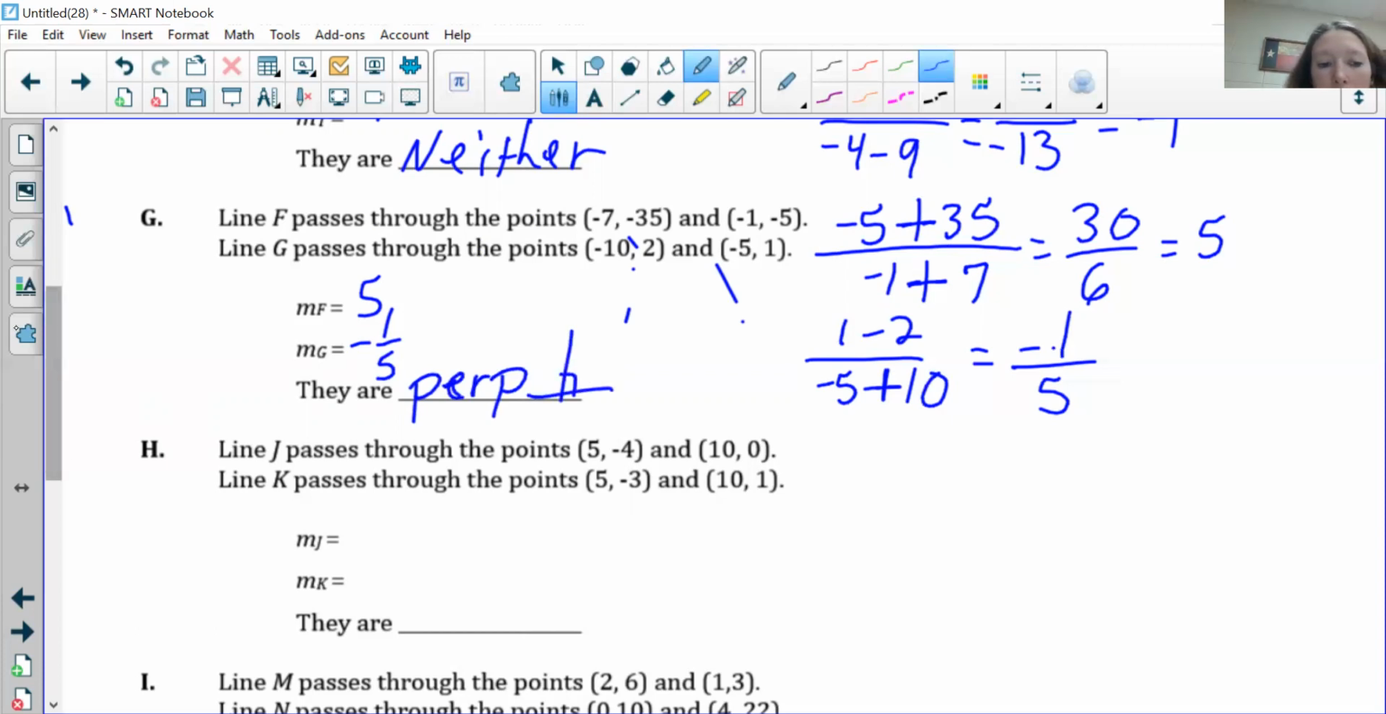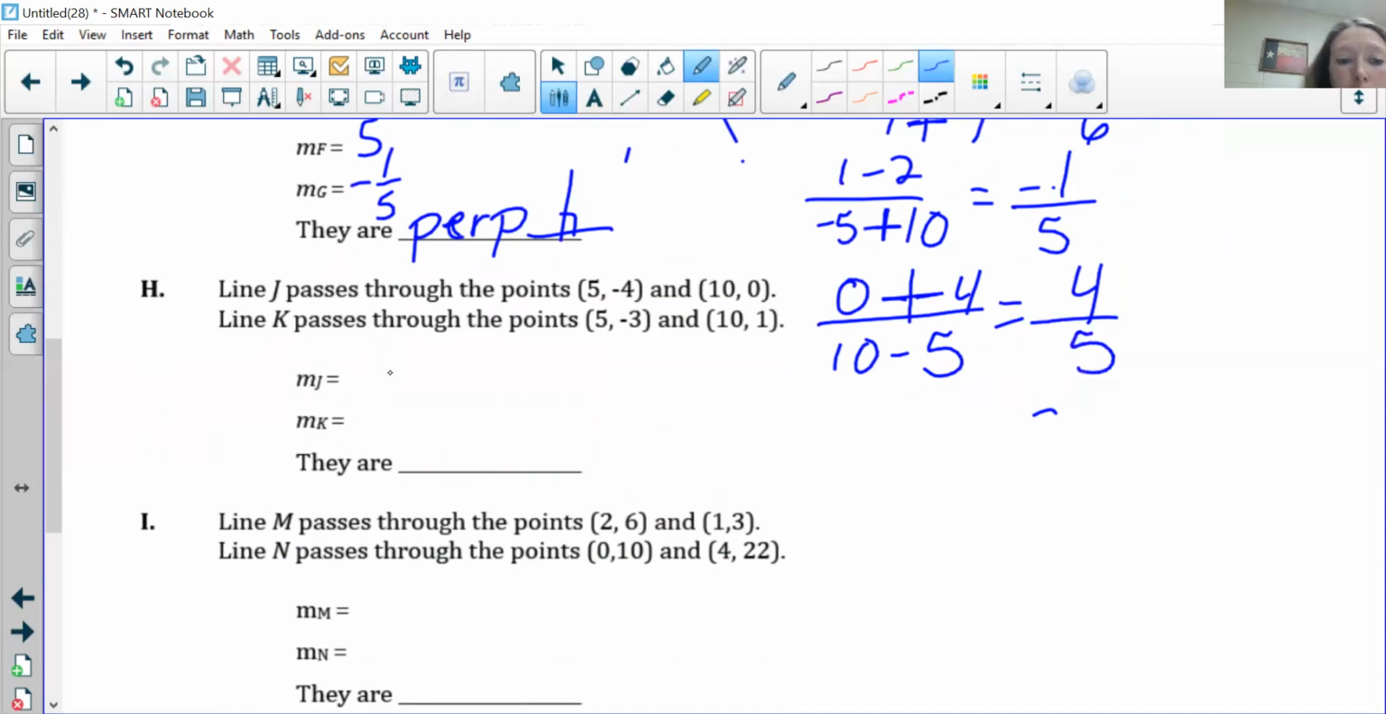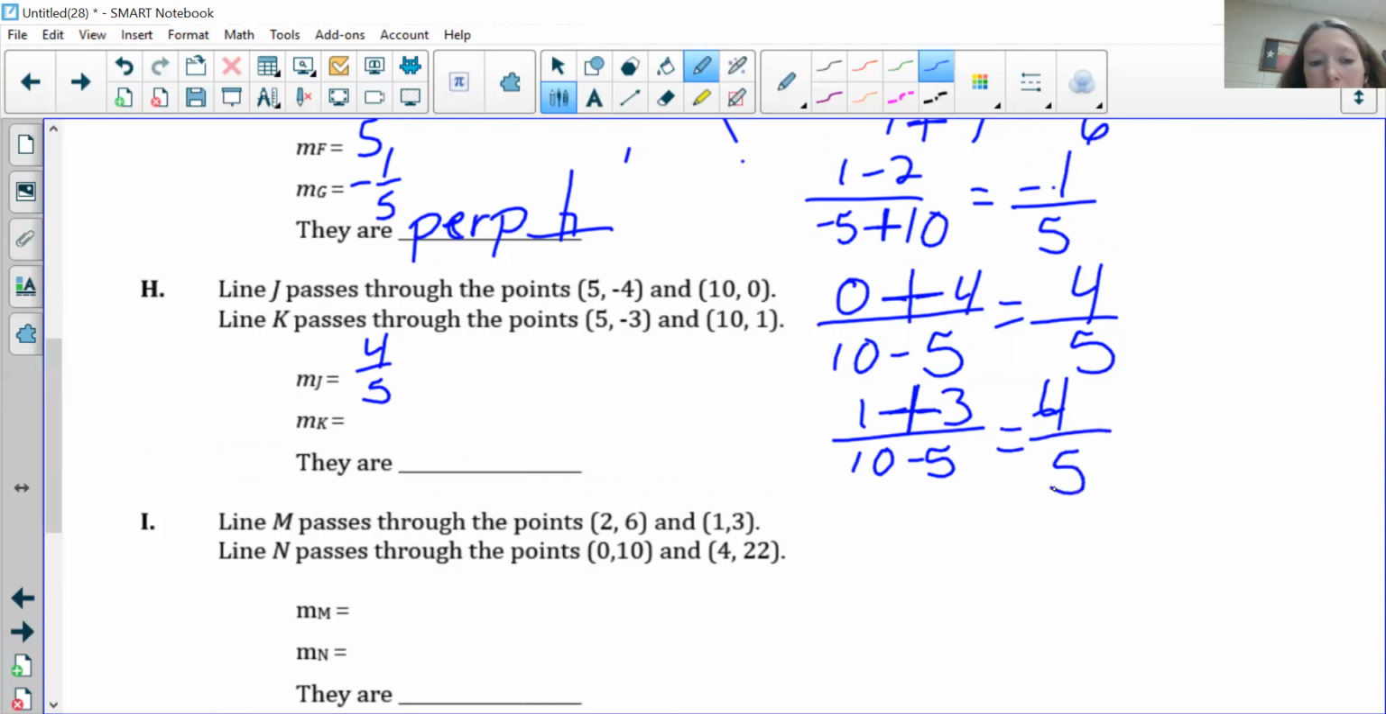All right, looking at H. I'm going to say y2 minus y1 over x2 minus x1. So 0 plus 4 equals 4. 10 minus 5 equals 5. So the slope of J is 4/5. Let's do the slope of K. So 1 minus negative 3 over 10 minus 5. 1 plus 3 is 4 over 10 minus 5, which is 5. So the slope of line K is 4/5.